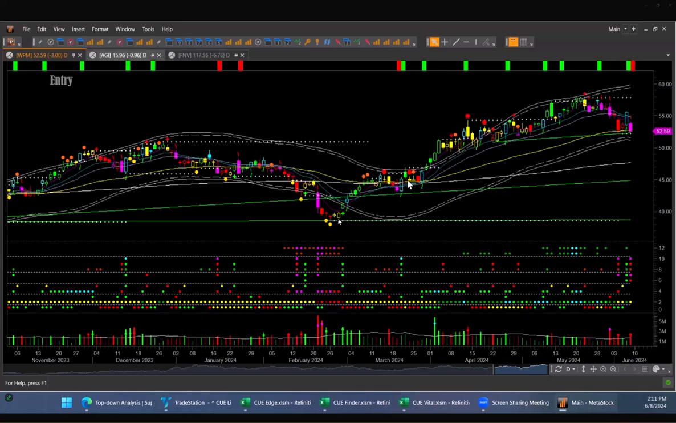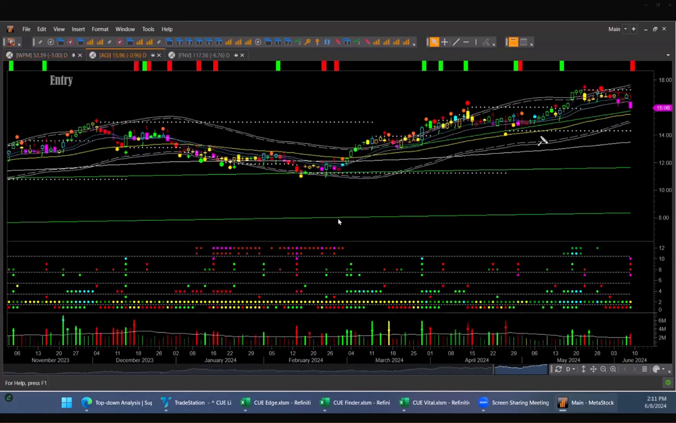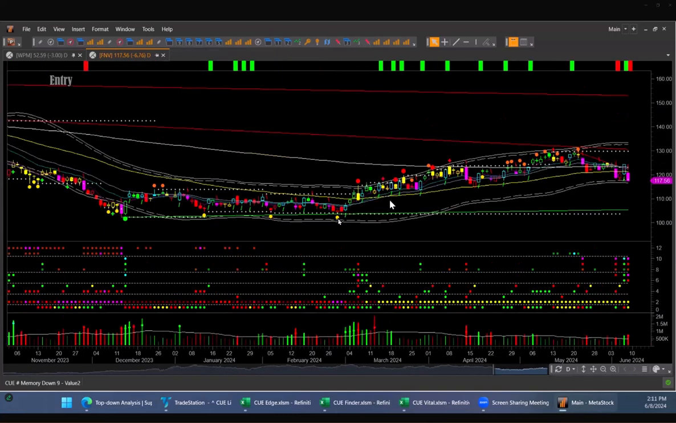Let's look at the other two, AGI. This one has more uptrend, more supports. So between WPM and AGI, I prefer WPM. And lastly, FNV. I like this most. So I close WPM, FNV.